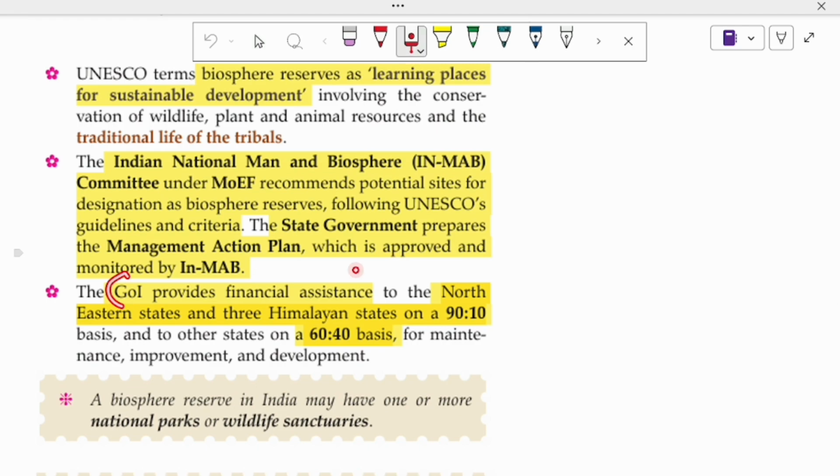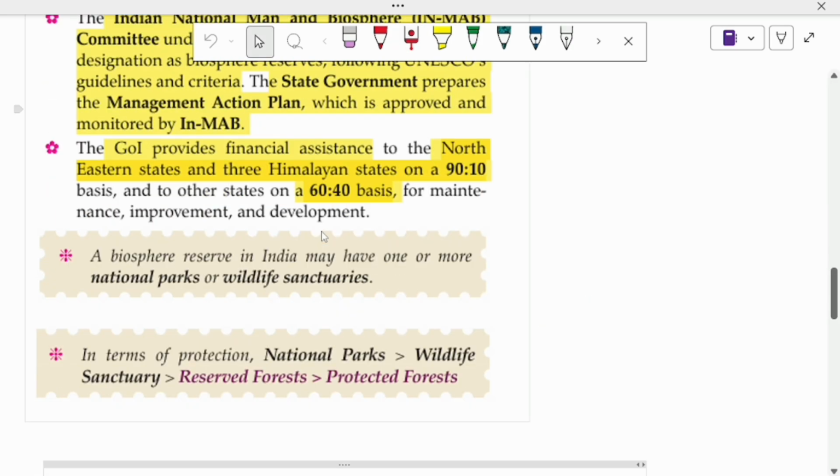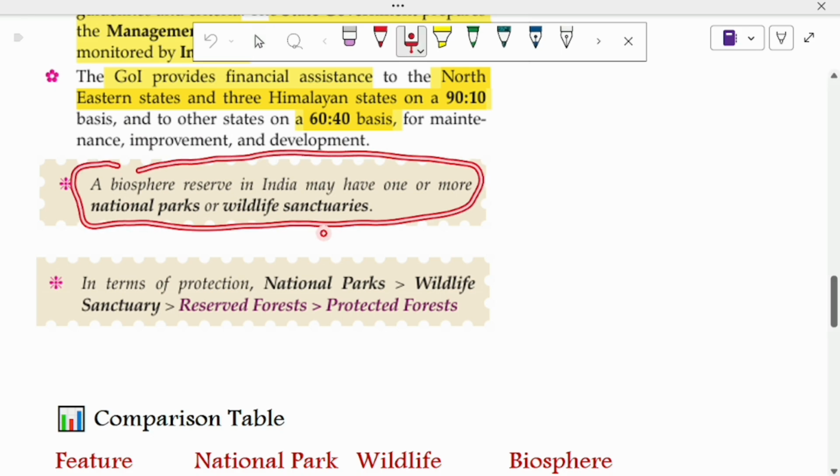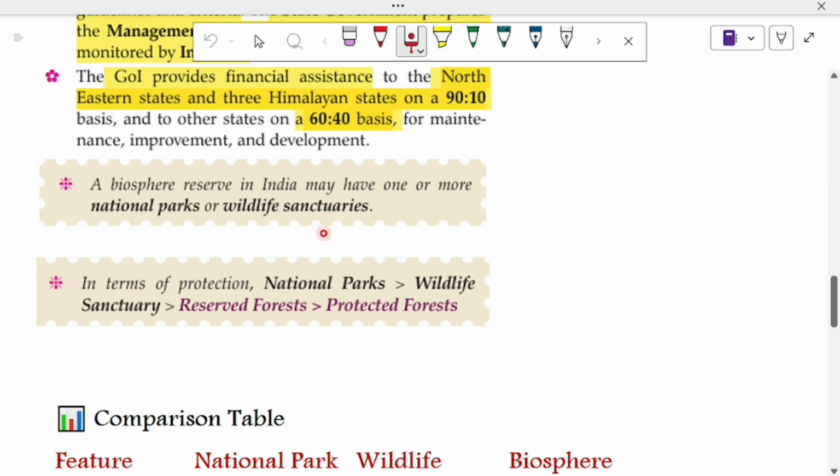The Government of India provides financial assistance. The ratio for northeastern and Himalayan states is 90:10, and for other states it is 60:40. A biosphere reserve in India may have one or more national parks and wildlife sanctuaries. In terms of protection, national parks are the most protected areas for animals, then wildlife sanctuaries, then reserve forests, and then protected forests.